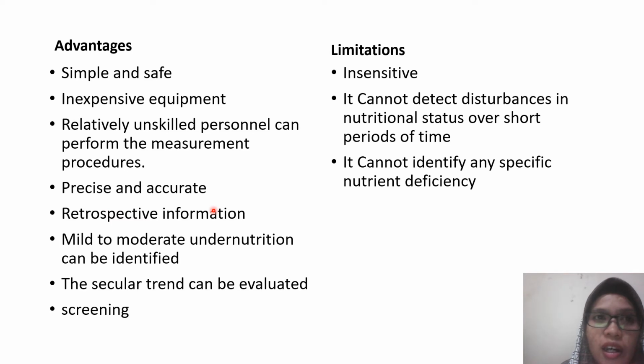Precise and accurate, and then retrospective information, and mild to moderate undernutrition can be identified. The secular trend can be evaluated by seeing the change of nutritional status each month. And the last one is screening tests that identify individuals at high risk to under or over nutrition.